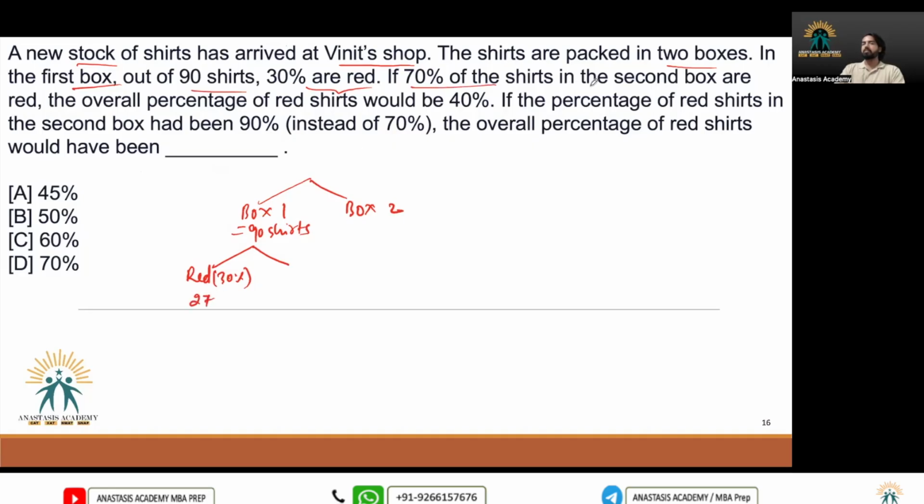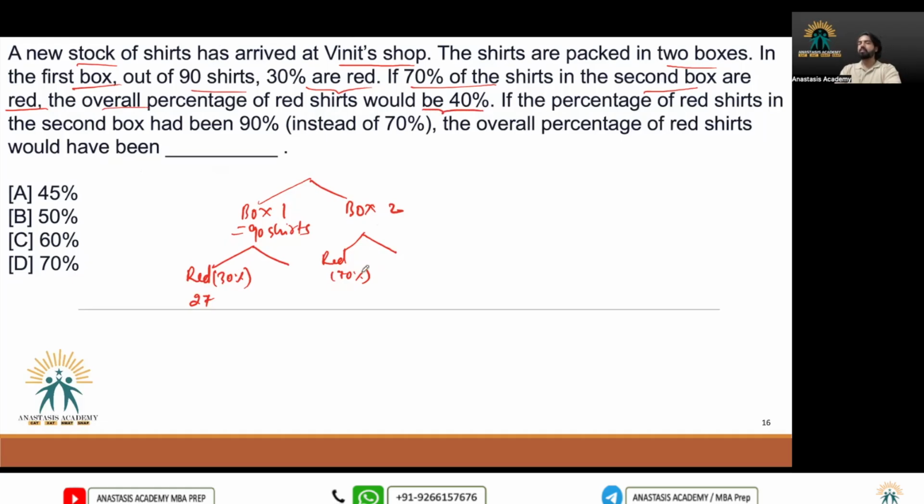If 70% of the shirts in the second box, we do not have any number about the number of shirts. It is given only that 70% of the shirts in the second box are red. So out of the total number of shirts in this box, 70% are red. The overall percentage of red shirts would be 40%, right?